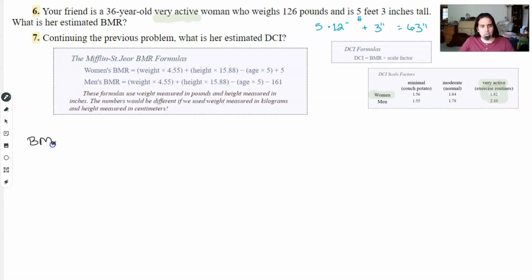So her BMR, remember we're using the top formula for women that ends in a +5, is the weight, so 126 times, I'm trying to make my multiplication dots and decimal dots look different. The height was 63 inches. Minus her age, 36. And then plus 5.